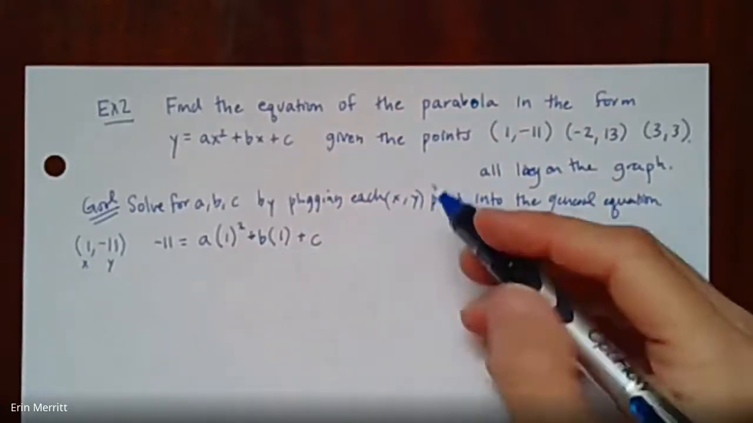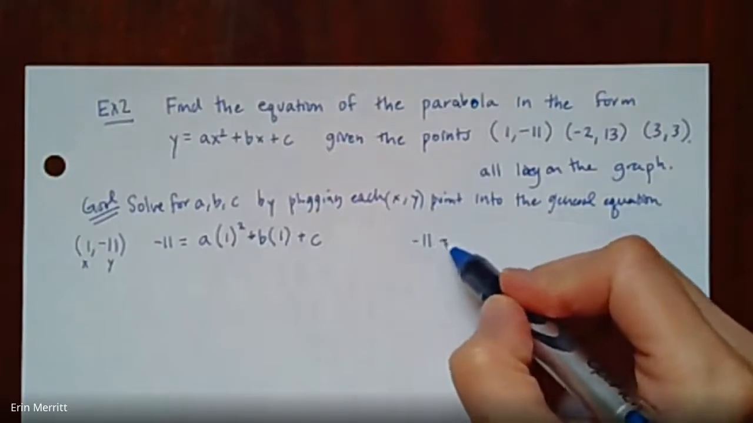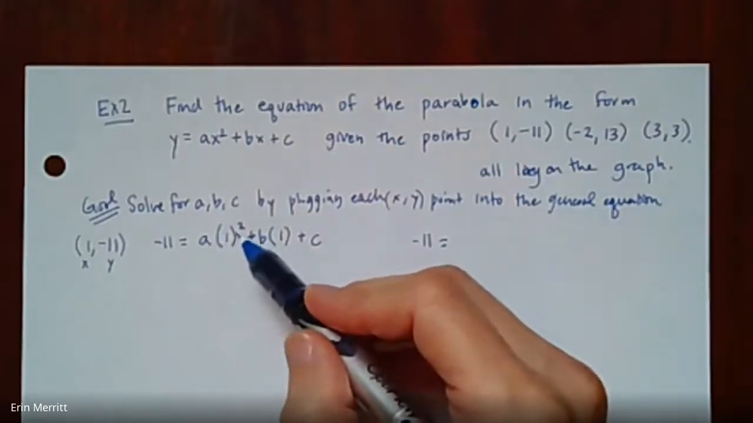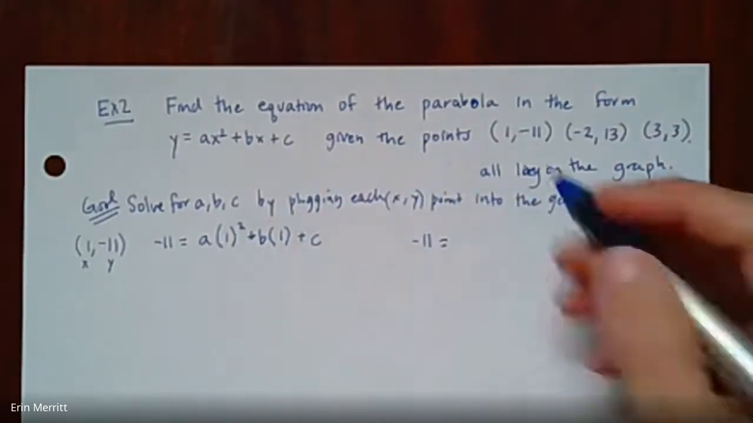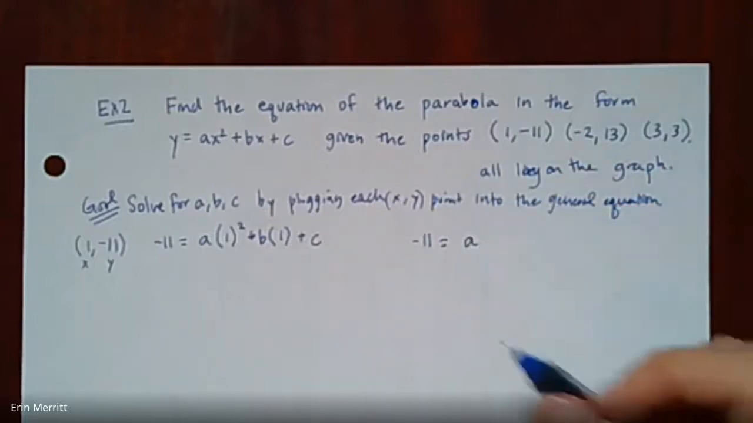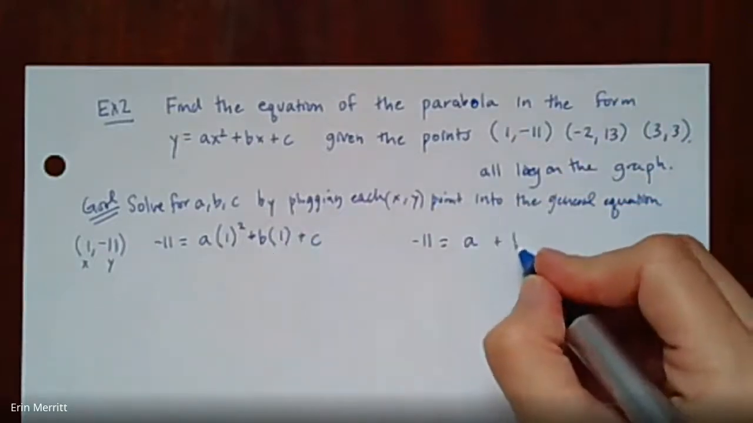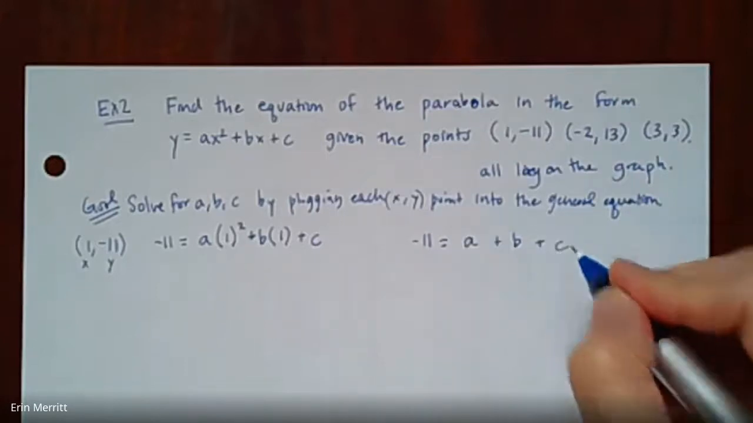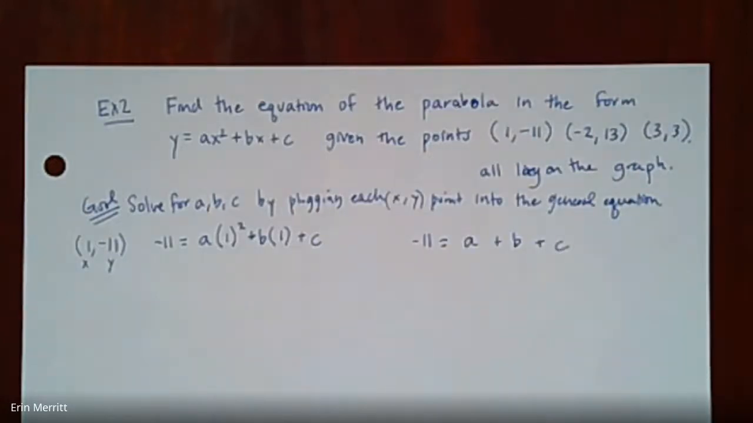So when we clean this up, what we really end up with is negative 11. A times 1 squared. Well, 1 squared is just 1, so we get 1a, or plain old a by itself. This would give me 1b, so plain old b by itself, and then plus c. All right, let's do that for the other 2 points.